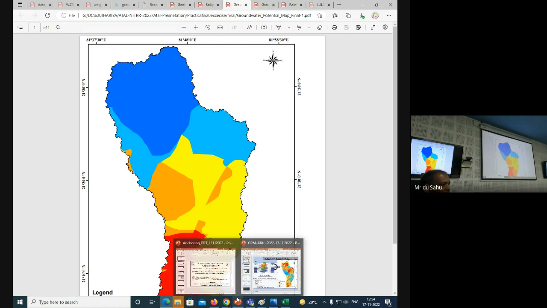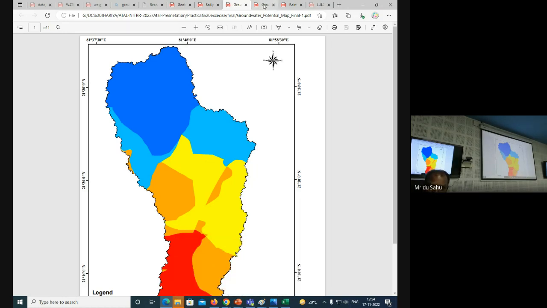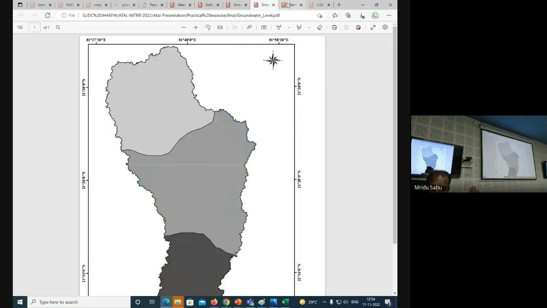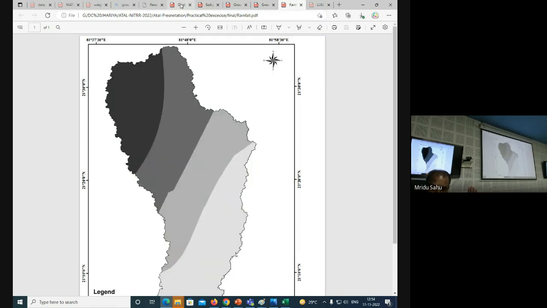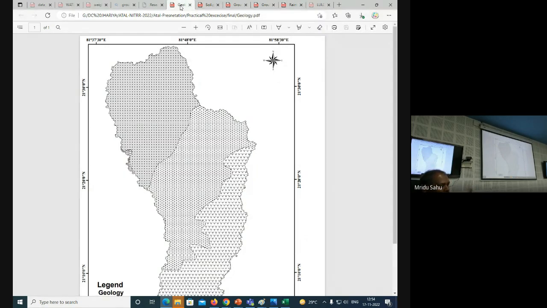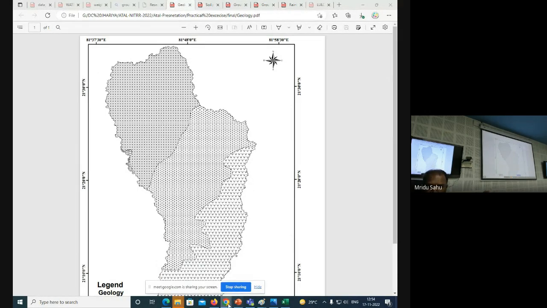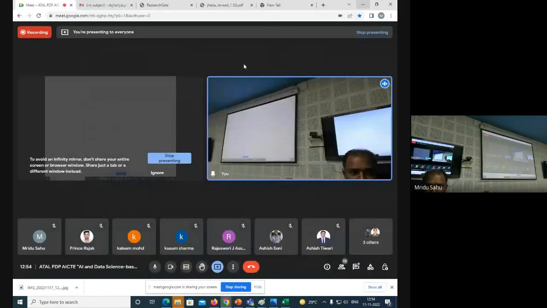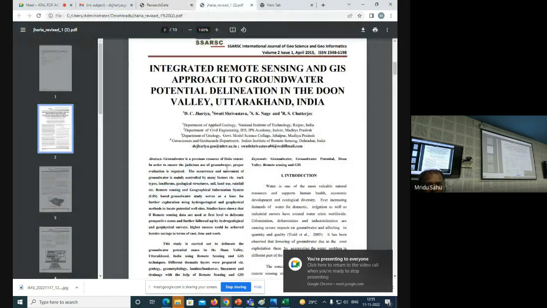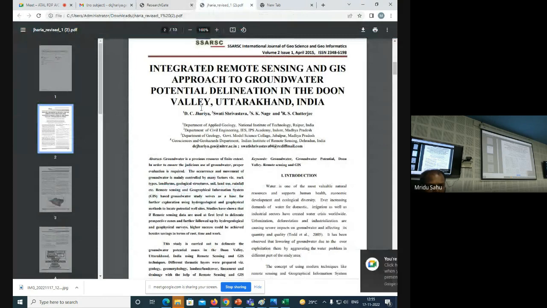Actually, when I learned these techniques, I learned remote sensing GIS application in groundwater study. They were in IRS during 2013, and they gave me an assignment to develop the potential groundwater zone for one area, the Doon Valley area. In my team there were three faculty, and one, RS Chatterjee, was the supervisor.